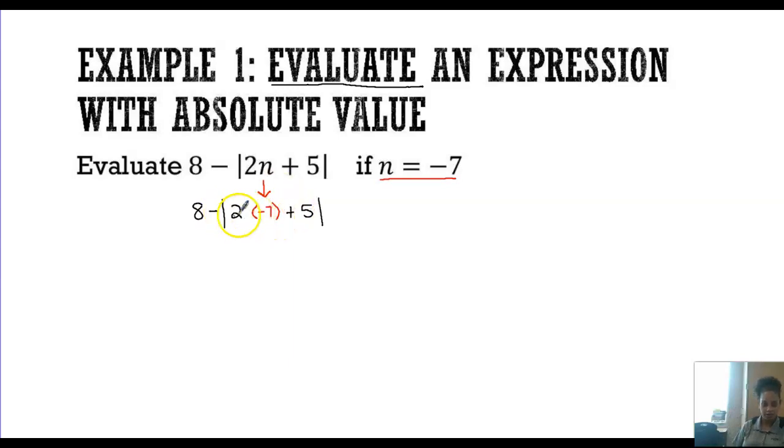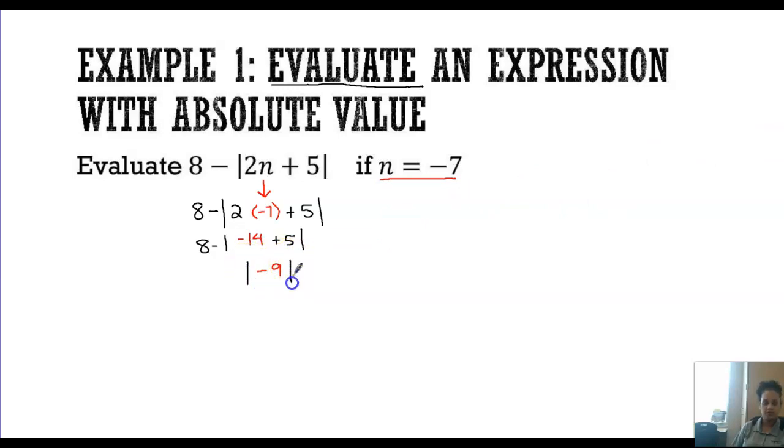So what I'm going to do is do what's inside the absolute braces first. 2 times -7. I'm going to do multiplication before I add. So 2 times -7 would give me -14. So everything else just comes along. So 8 minus the absolute value of -14 plus 5. So from there, I'm still going to work with what I have inside this absolute value. So -14 plus 5, that gives me -9.